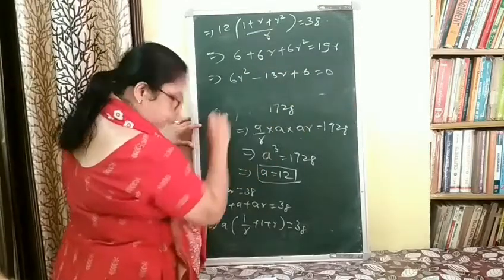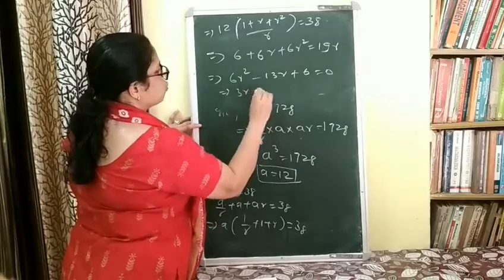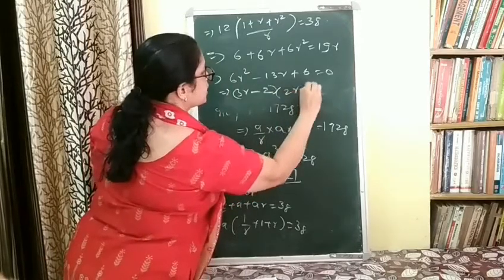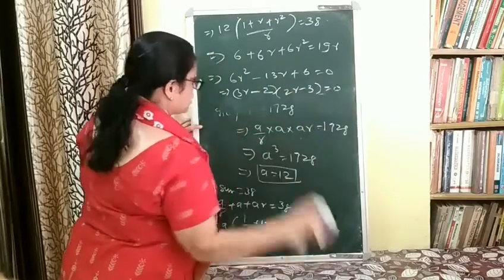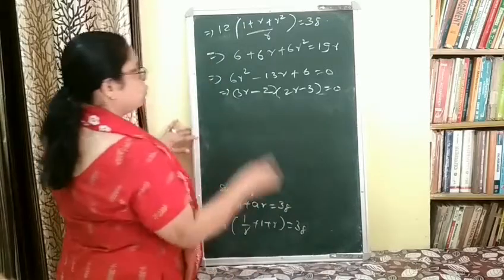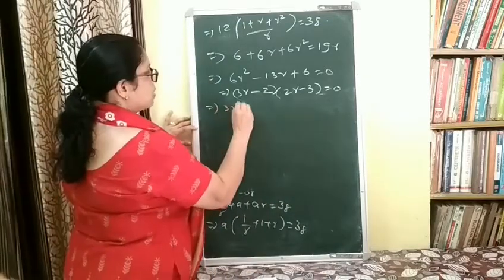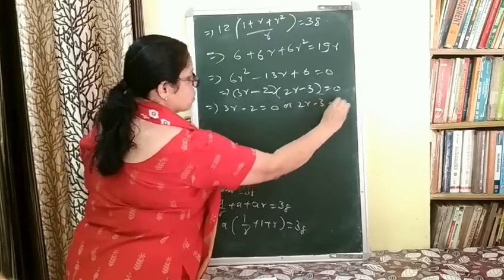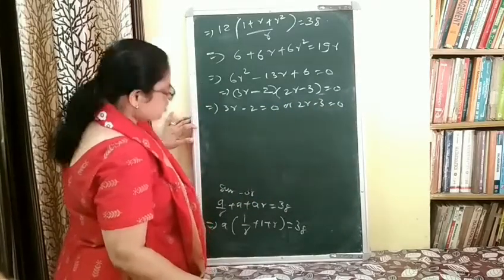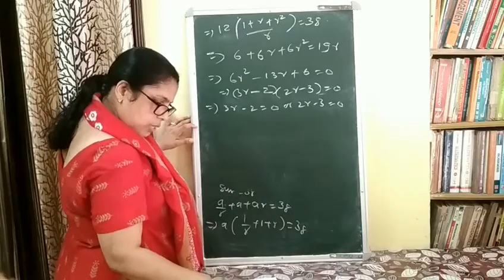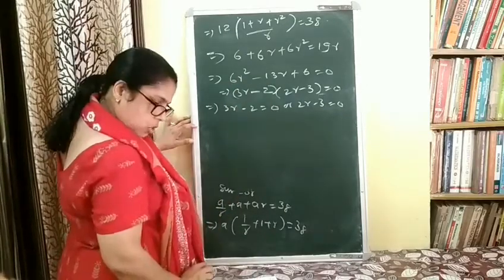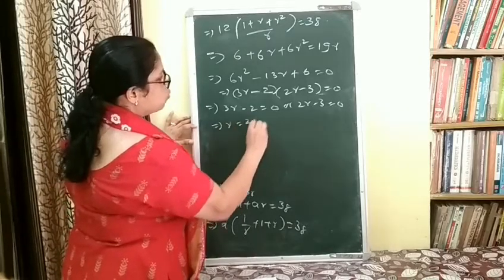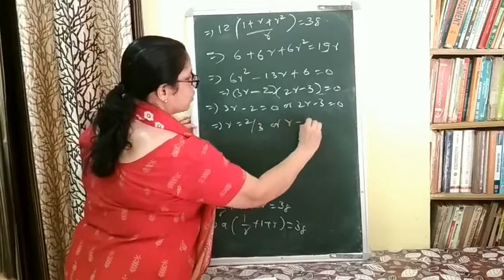By splitting middle term you will get 3r minus 2 into 2r minus 3. ये सारे स्टेप आपको खुद करना है क्योंकि मैं स्प्लिटिंग मिडिल टर्म वगैरह क्लास 11 में नहीं बता सकती हूँ. That implies 3r minus 2 equal to 0 and 2r minus 3 equal to 0. 6r square minus 13r plus 6 equal to 3r minus 2 into 2r minus 3 equal to 0. That is 3r minus 2 equal to 0, 2r minus 3 equal to 0 implies r is equal to 2 by 3 or r equal to 3 by 2.